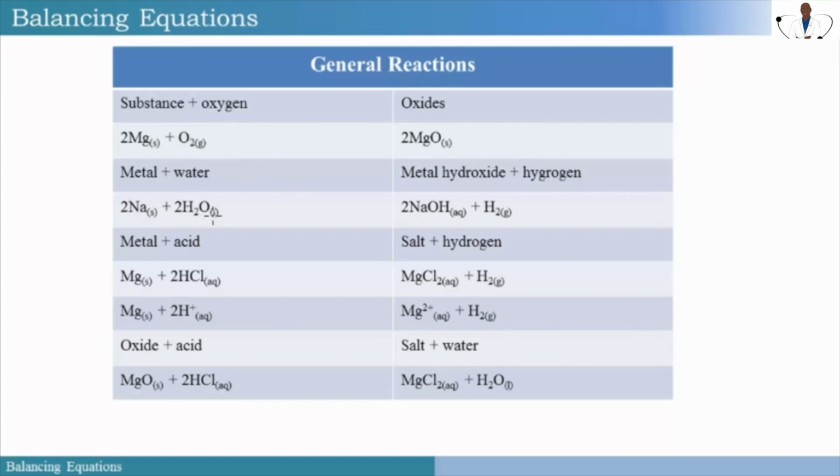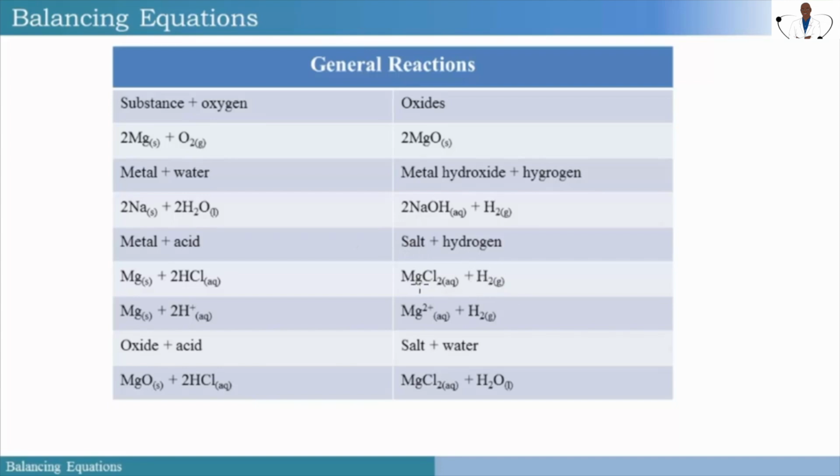Metal plus water will produce the metal hydroxide plus H2 gas. And it is very important that anytime you write equations, you balance them and put in the correct state symbols. Metal plus acid produces salt and hydrogen gas.